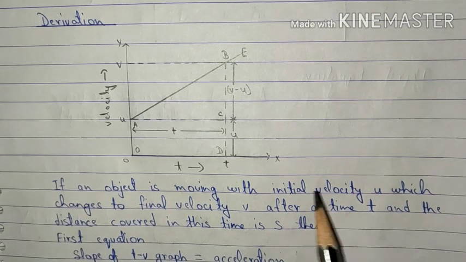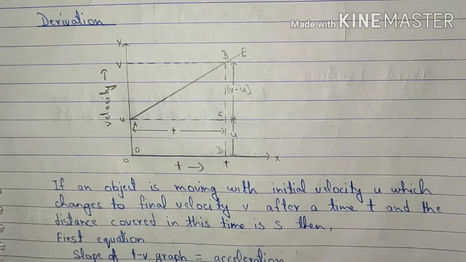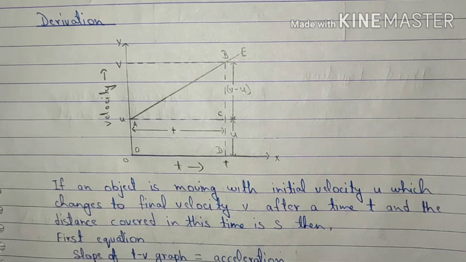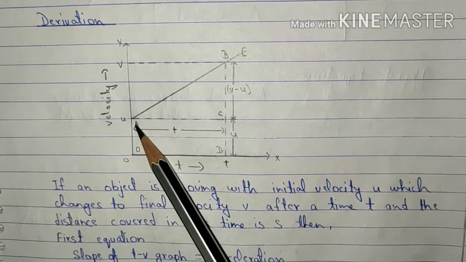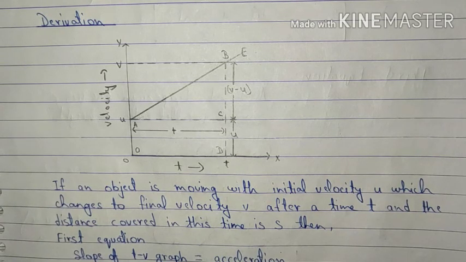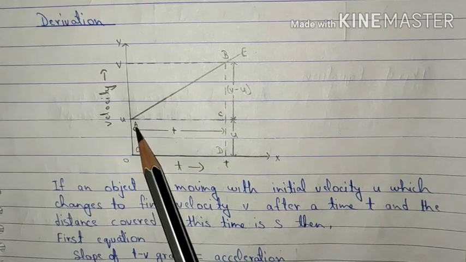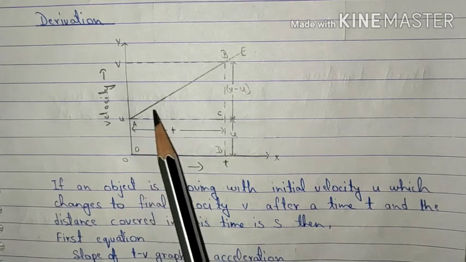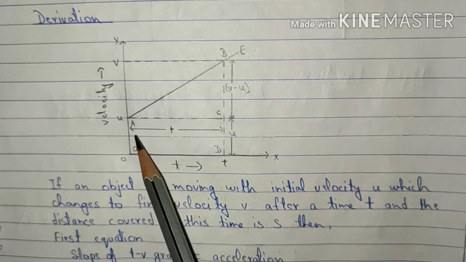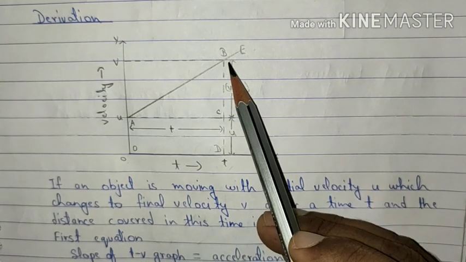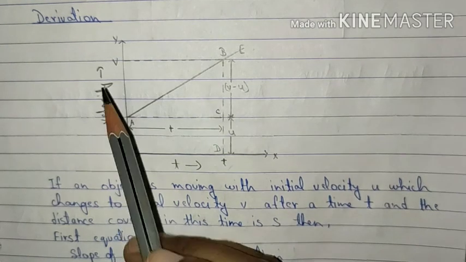We have taken a velocity-time graph in which time has been taken on the x-axis whereas velocity is on the y-axis. The graph line over here, that is AE, represents the motion of a body which is uniformly accelerated. At the start of the motion, when the time was 0, the initial velocity of the object is u, whereas at time t, the velocity of the body becomes equal to v.